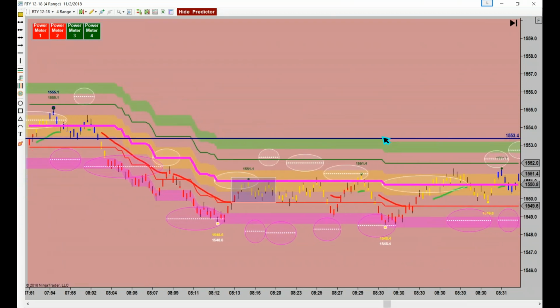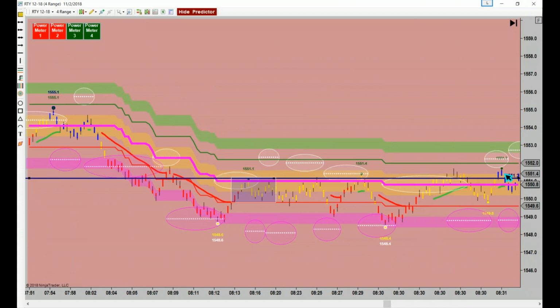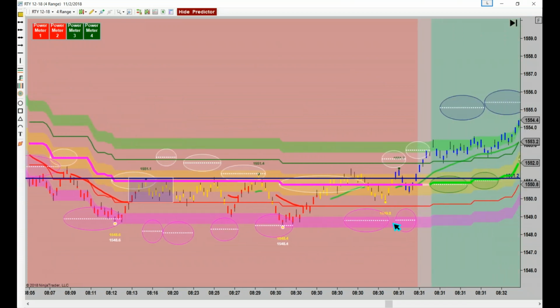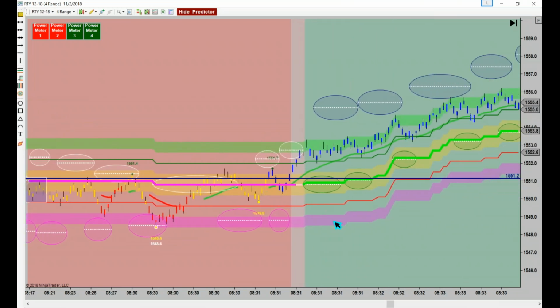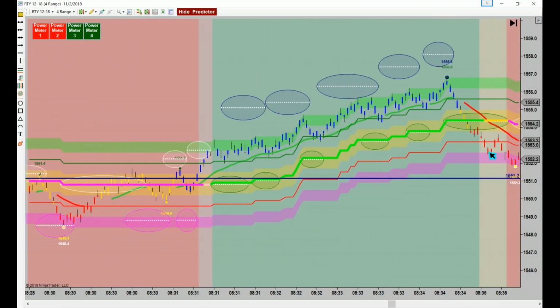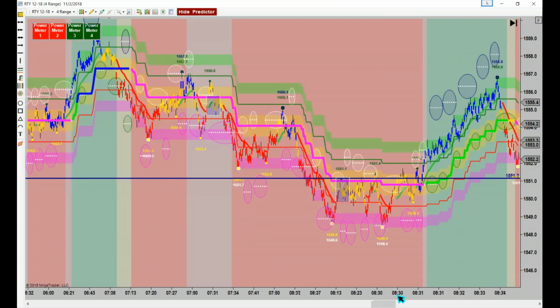Let's see here. You had resistance right up here. So they barely take it out. Then they pop up and go at 8:30. Pretty decent little trade, and then they take you out within 5 minutes. They were all the way from here and right back down to there again.